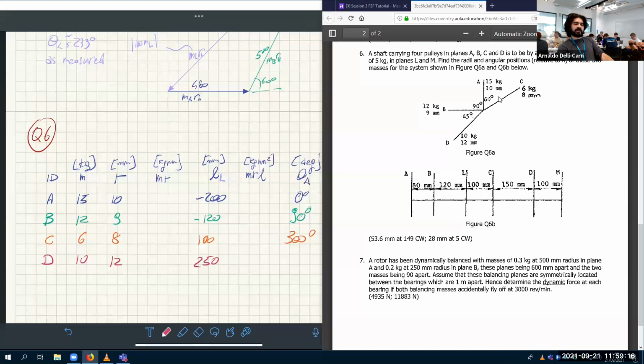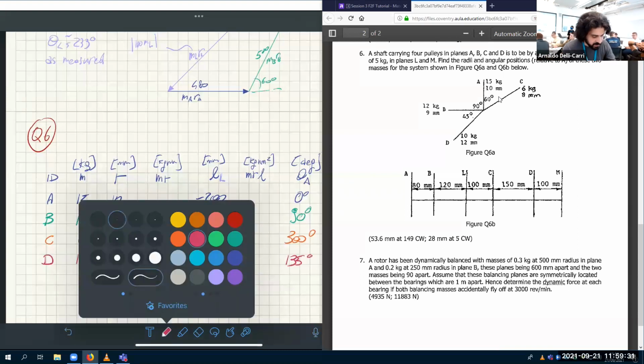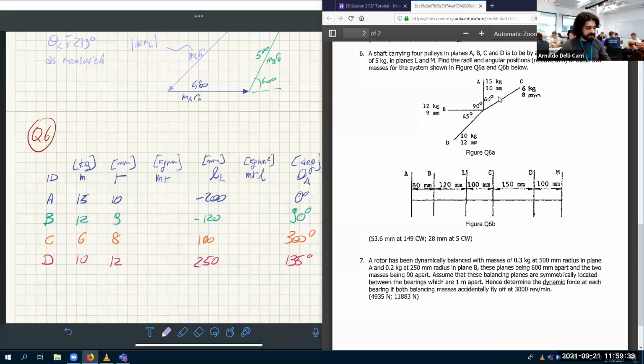And angular distance, 135. There you go. You got the idea. I think you are 90% done with the exam, because that's it. It's not much. So we are left with L and M.